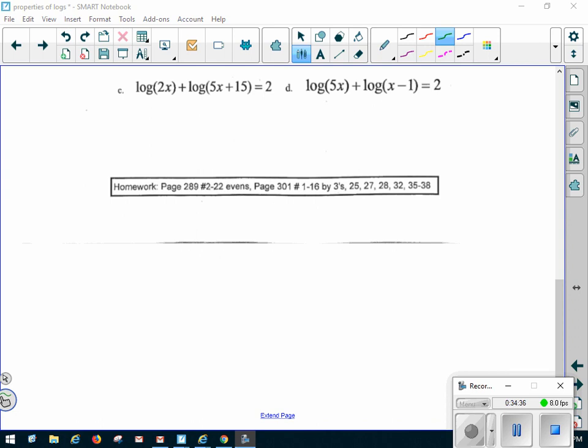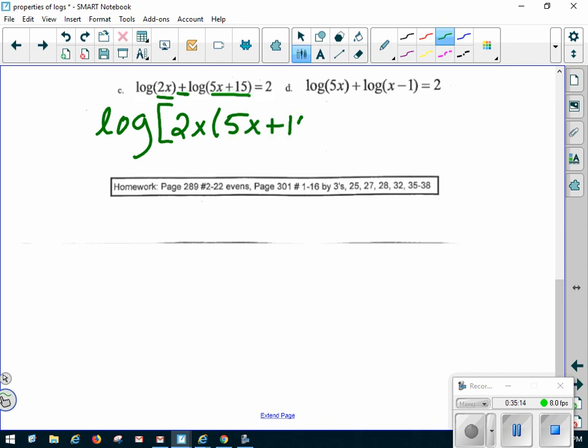Look at C. What in the world are we going to do to C? Well, did it go in the logs? Why? The logs are safe. There you go. Because what we're going to do is condense those 2 logs because they have the same base. And you remember condensing: when you have an add, you multiply. So this is going to be 2x times 5x plus 15.